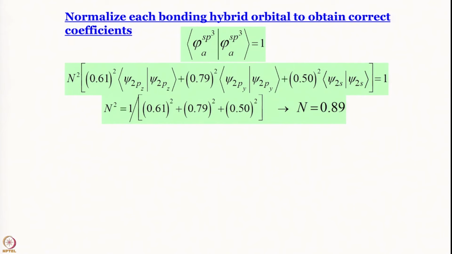I am going quickly here because it is very easy, we have done so many things already, we are running out of time. So, in case there is a problem, please do not hesitate to contact us. Okay. So, n equal to 0.89.